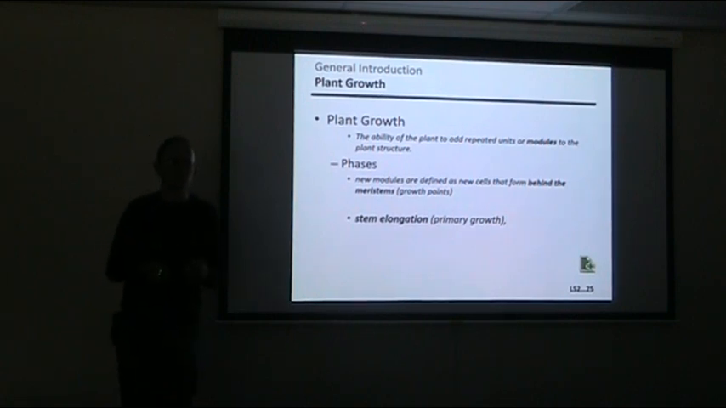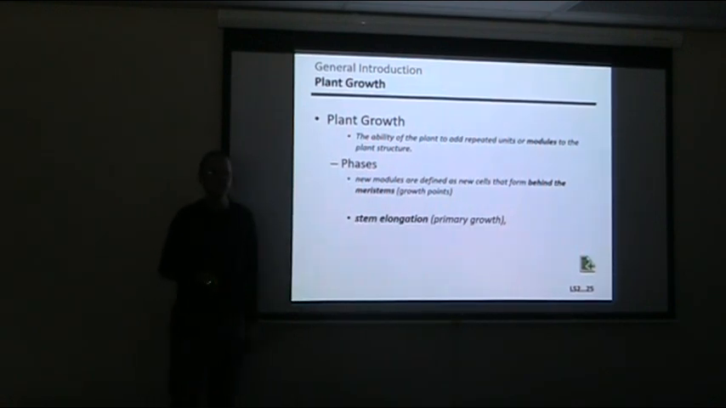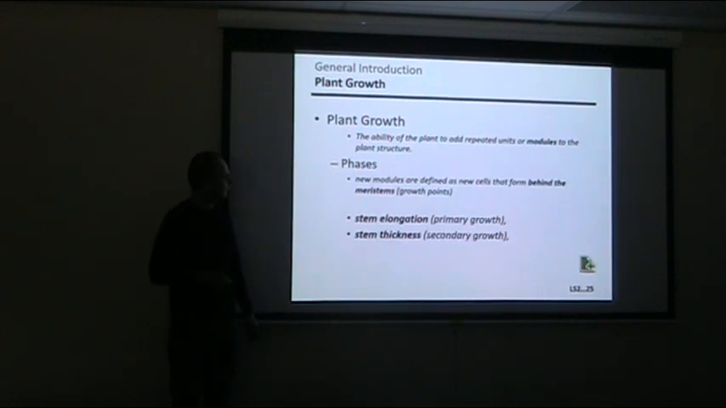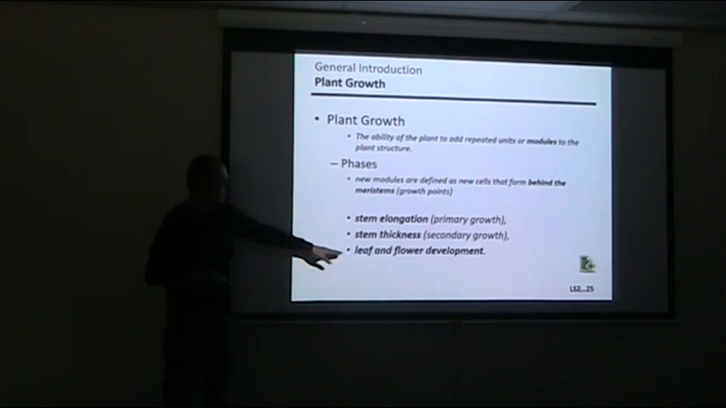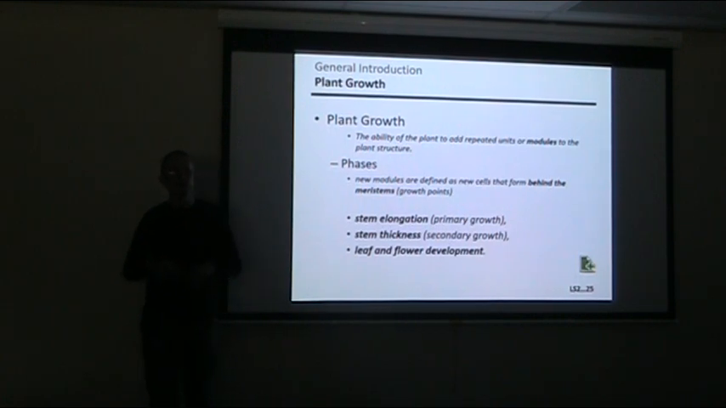We've got phases of plant growth, so that you can think of different phases. Remember we spoke about phenology, and so there are different phenological phases. Plants do things at different times. So when does primary growth, stem elongation, occur? Stem thickness is longer than seasons, but leaf and flower development is definitely usually within seasons.